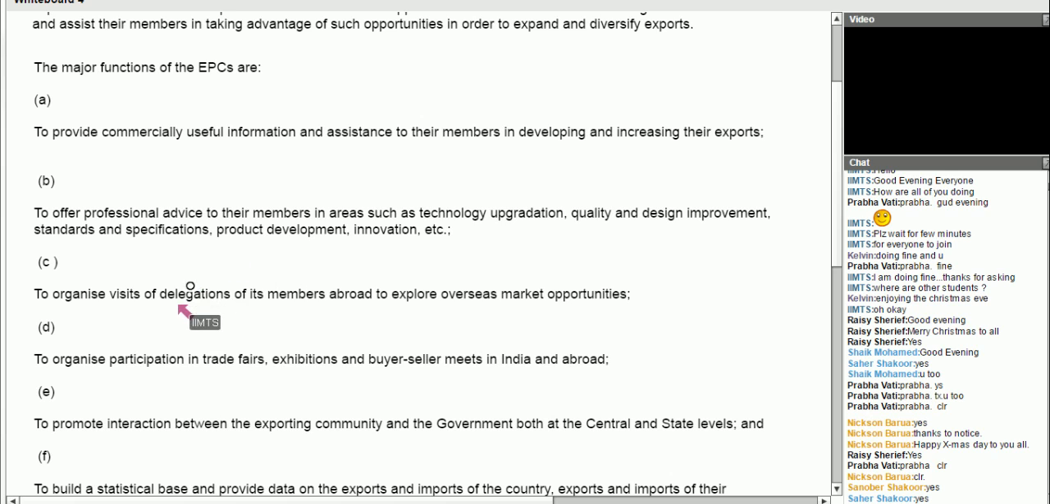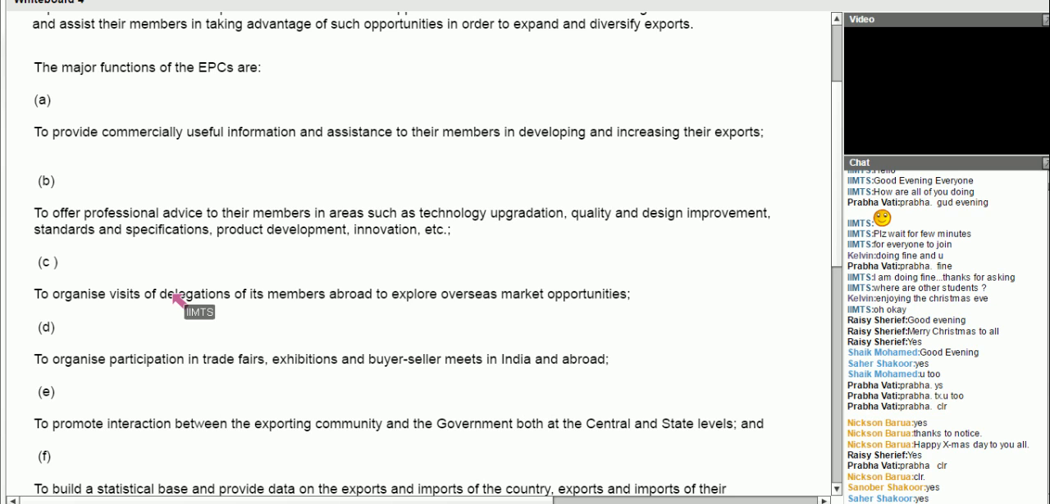C. To organize the visits of delegations of its members abroad to explore overseas market opportunities. So they also help in organizing the business visits or official visits of their members into various markets of other countries across the world, where the members can go and explore the business opportunity over there.